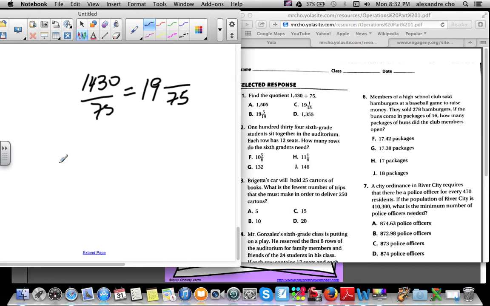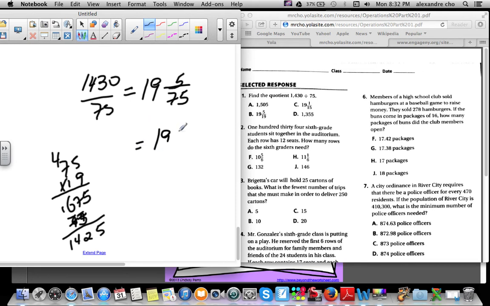Let's see. 75 times 19. Okay, 19 times 5 is 45. Goes 4. 63, 67. And we have a 75 here. Sorry, 75. That's a 5. That's a 2. And 1,425 with a 5 left over. And that's going to give me 1 over 15. 19 and 1 over 15. Sorry, I didn't see the fraction. So the answer is C.